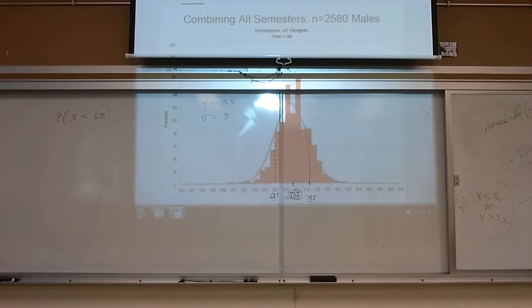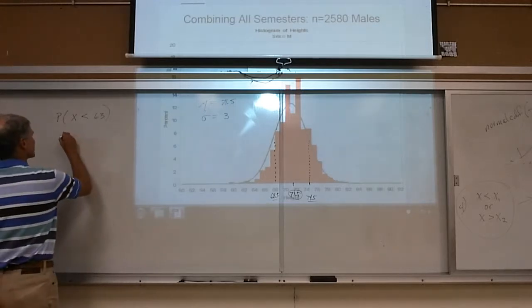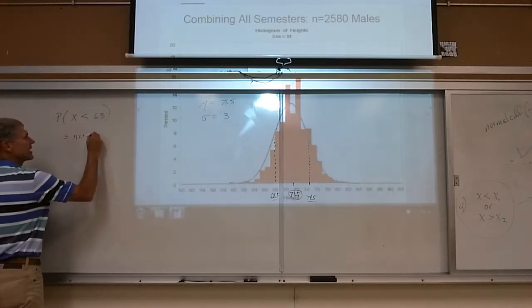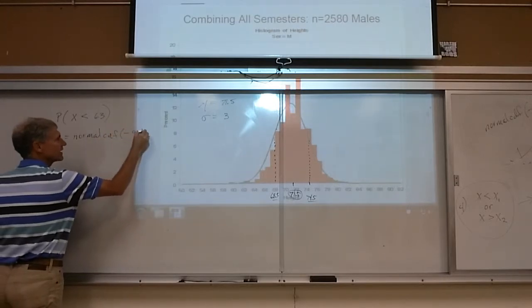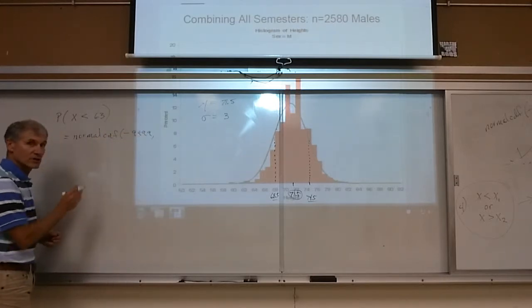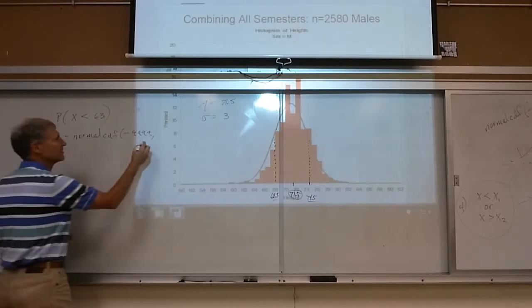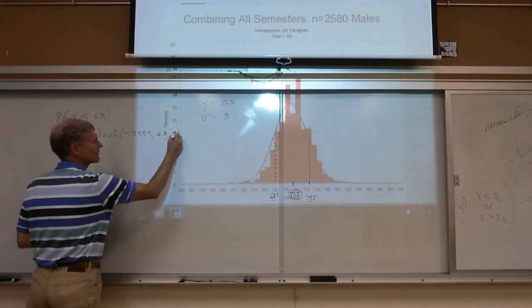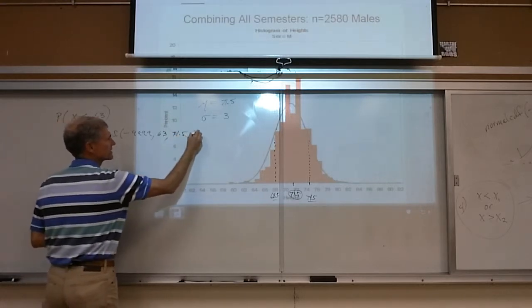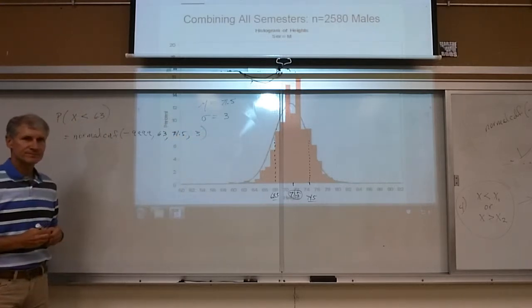Okay, good. You get the same number? All right, everybody, looks like everybody's getting there. 0.0023. Correct. So this is normal CDF from negative 9999, a bunch of nines, or you can do negative 1E99, up to 63, and then a mean of 71.5, and a standard deviation of 3. Okay?